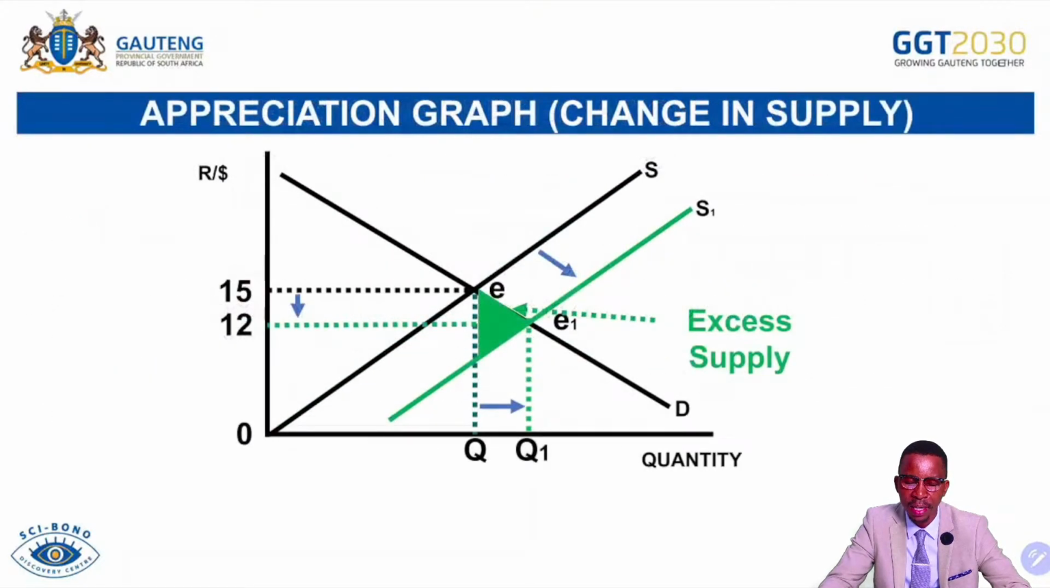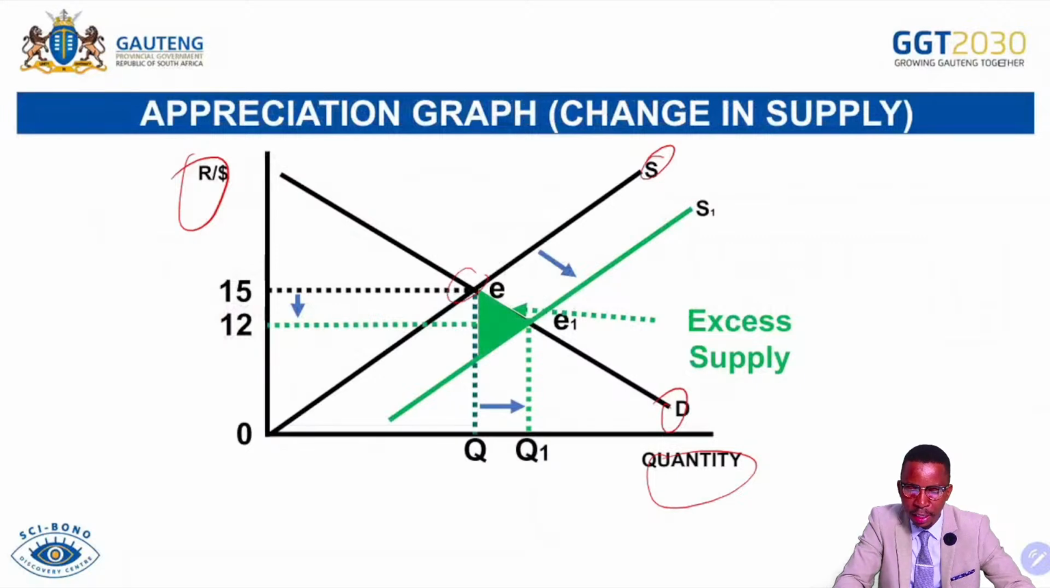So this is the graph that indicates what we call the appreciation. Remember, I said there will be excess supply. Originally, we have our supply and the demand, with rand to the dollar on the axis and the quantity of rands. This is the equilibrium point where the supply of rands equals the demand. And then we say we pay 15 rand to afford a single dollar at Q.